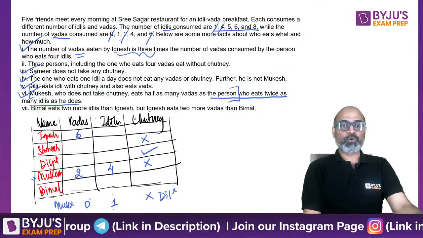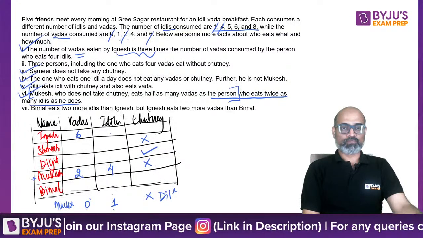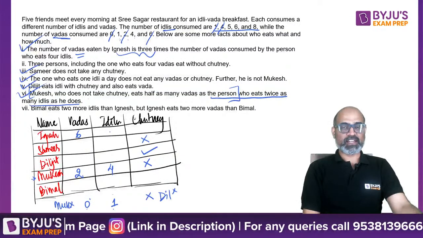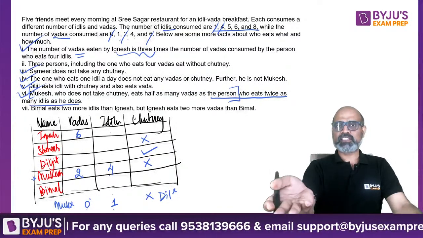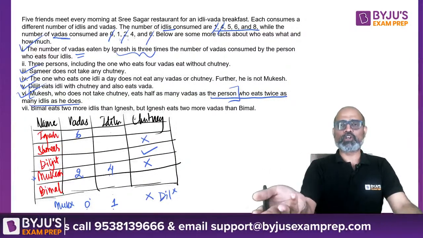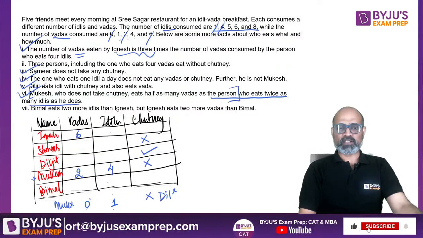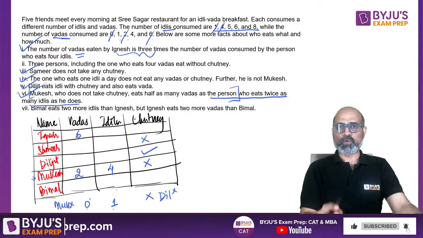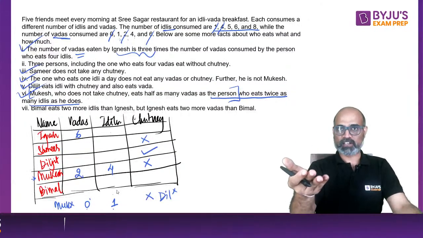Bimal eats 2 more idlis than Ignesh. So Ignesh, if he eats x idlis, Bimal eats x plus 2. So let's see from the remaining leftover what could be x and x plus 2. See, Ignesh can't take 1 because wo 0 1 ka combination will not fit with 6 blank because 0 cannot replace 6 now.